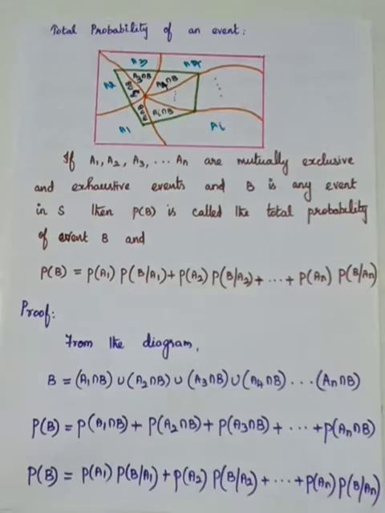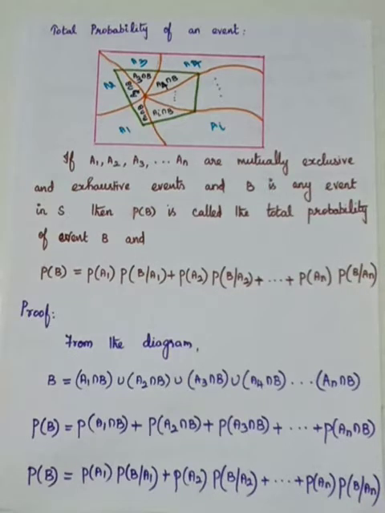Good morning students. Today we are going to discuss two topics. One is the total probability of an event, and another one is Bayes theorem. Using these two properties we are going to complete exercise 12.4. It's an important 5-mark question. Okay, first we will see the total probability of an event.